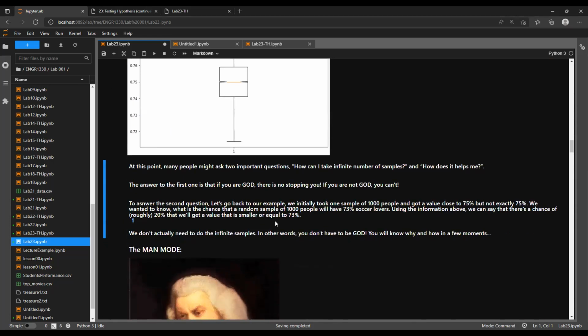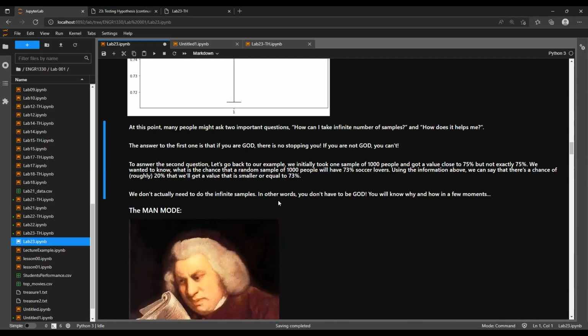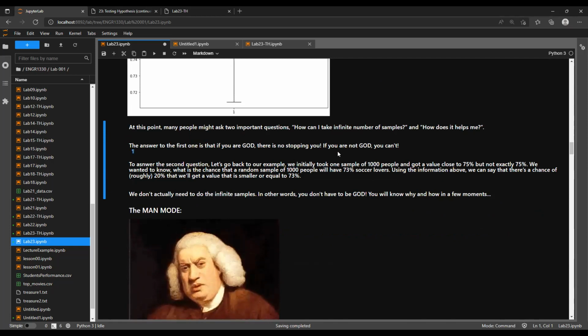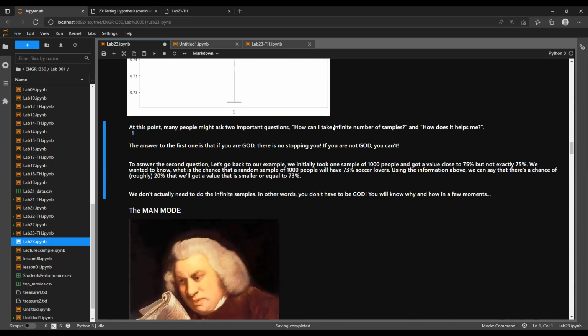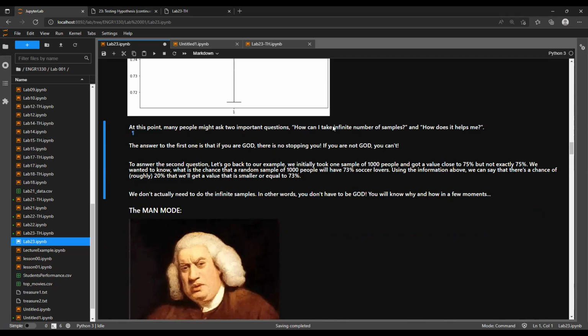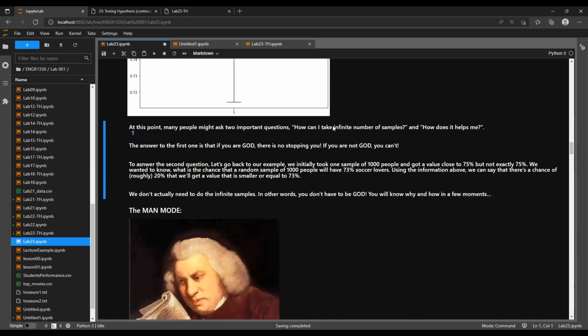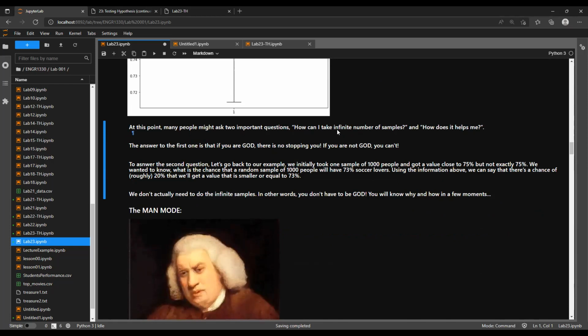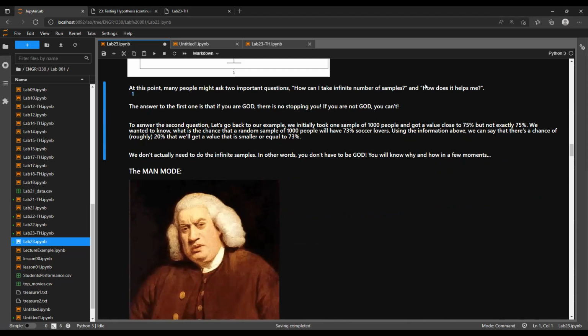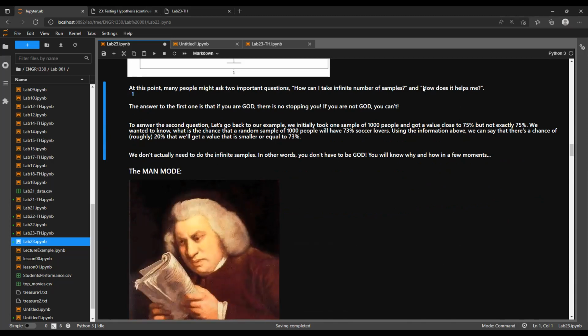So finally, we can get to the point where we can ask, can I take an infinite number of samples, and does it help you? Well, the answer to the first one is, if you aren't omniscient, if you're not God, then no, you can't. The universe has a finite amount of time in it. Unless you're in the business of creating universes, you can't take an infinite number of samples. Well, even if we could, would it be nice to be able to?